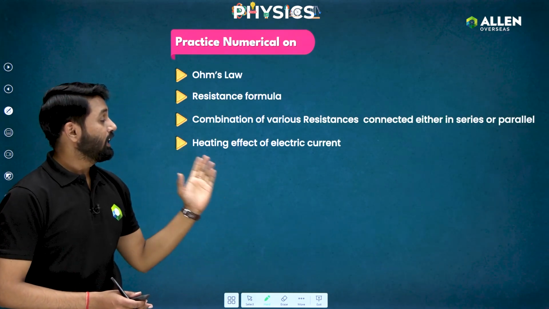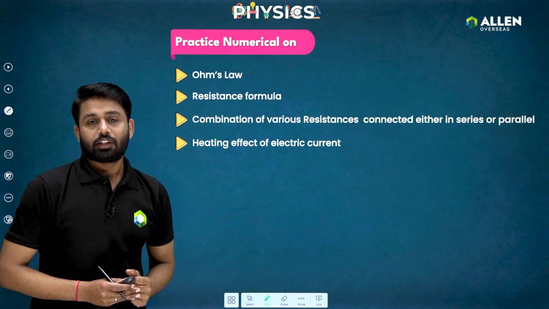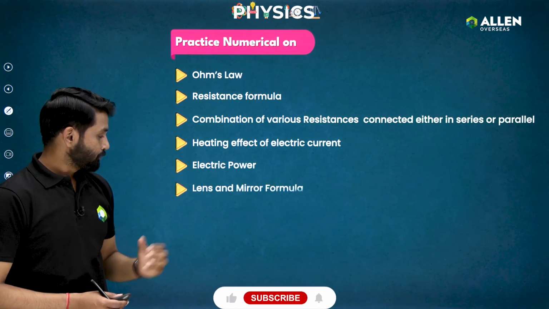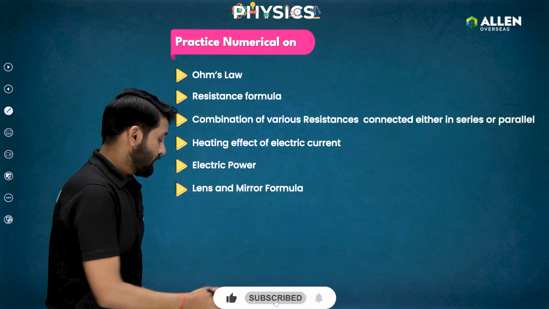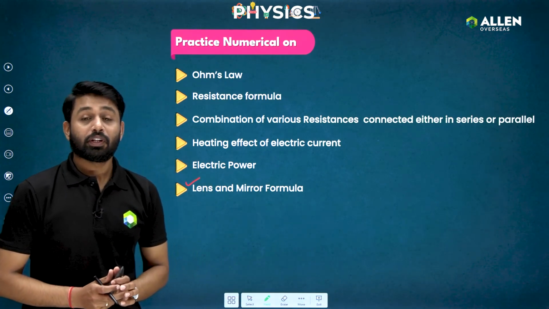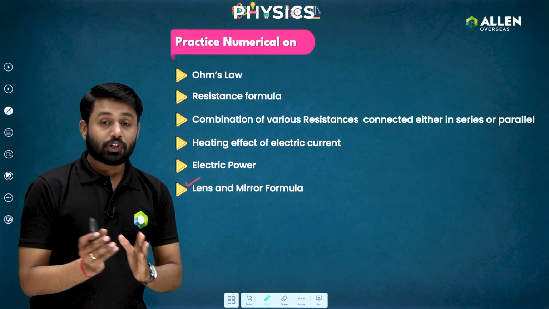After that, you can see heating effects of electric current, right? After that, electric power. These are the topics. Then lens and mirror formula. This is also very, very important. Lens and mirror formula. There are 2 formulas you should revise.